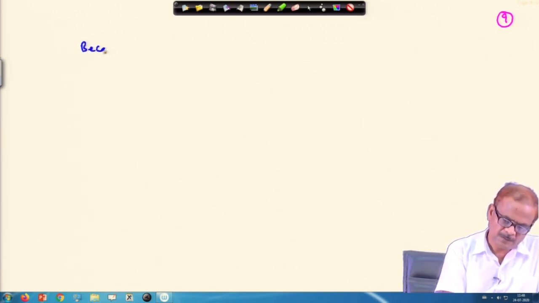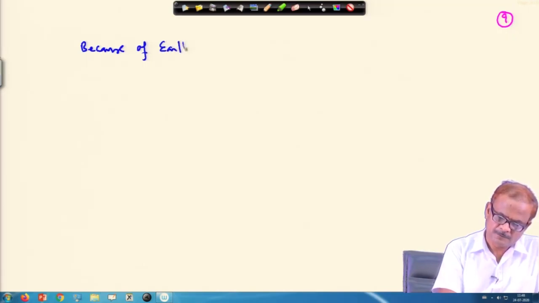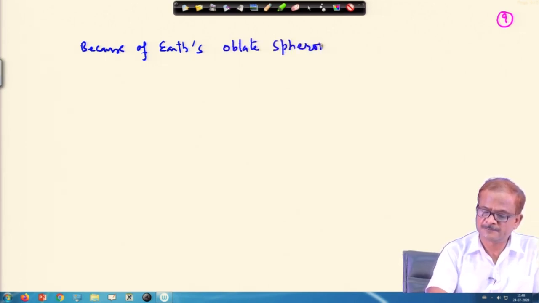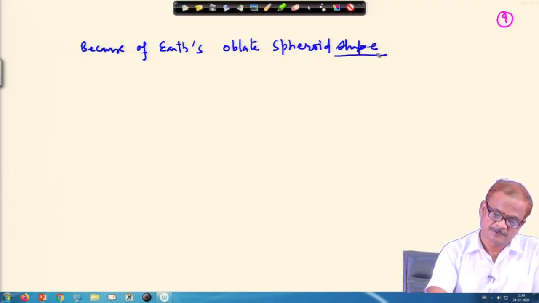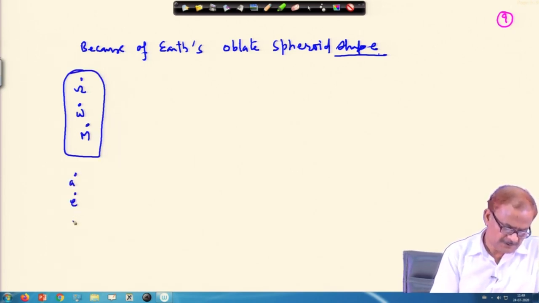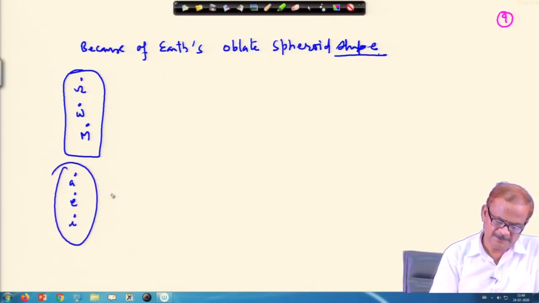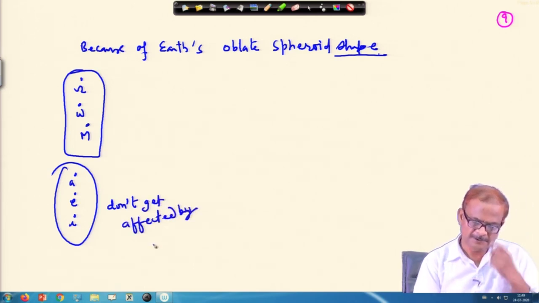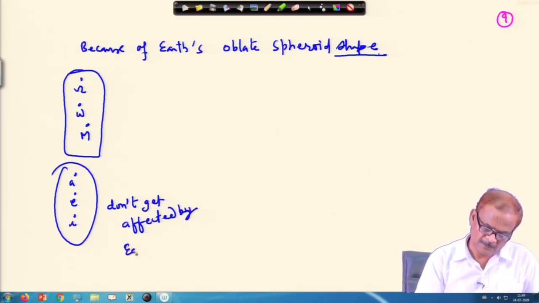So because of Earth's bulging or its spheroid shape, capital omega will change, small omega will change, M dot will change. A dot, E dot and I dot do not get affected by this. Earth's oblateness.